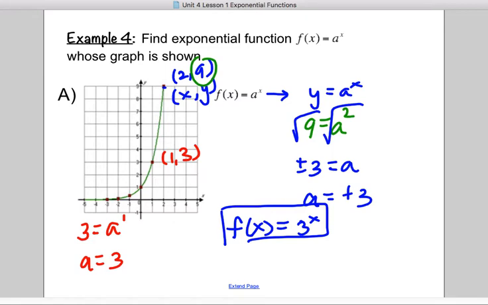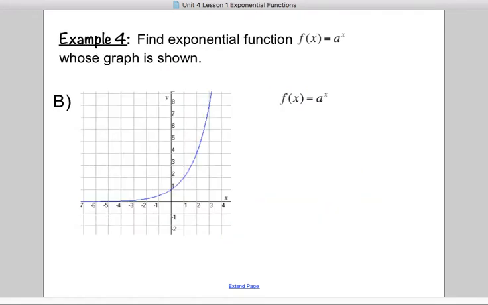The next one, not looking as nice, maybe. I don't know. Let's grab a point, though. I'm going to use this one, because sometimes you're going to only be given harder information. Let's use this one. We got negative 1, 1/2. Okay. So what I'm going to do is plug in the information I know. This is really y equals a to the x. I know my x is negative 1. And my y is 1/2.